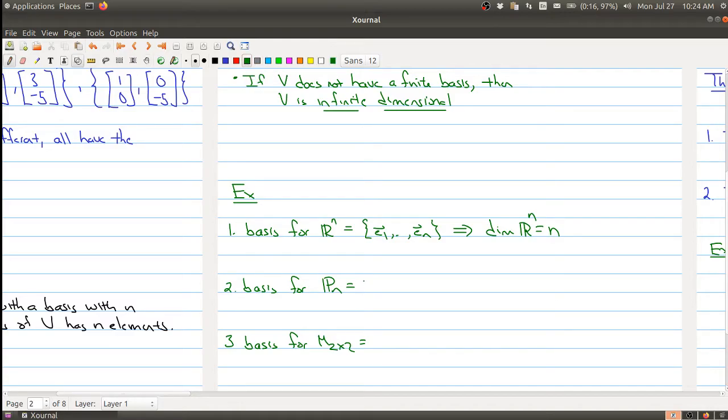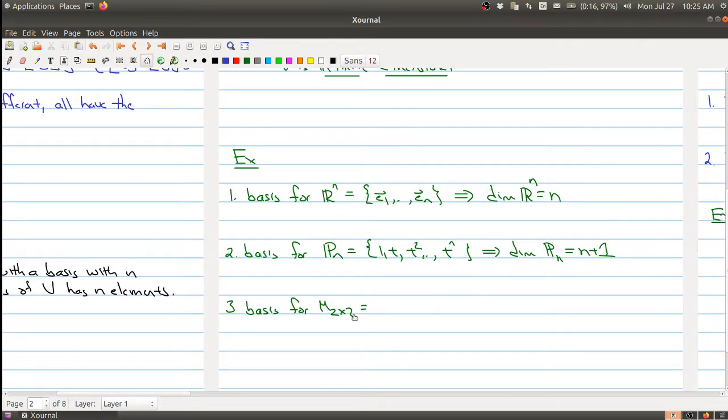What about a basis for Pn? Well, the standard basis for Pn is 1, t, t squared, up to t^n. So we found one basis, and to compute the dimension, we just count the number of things in here. Pay attention that there are not n things in here, there are n plus 1 things, because you can think of the first element as t to the 0, then t to the 1, t squared, and so on. So there are n plus 1 elements.